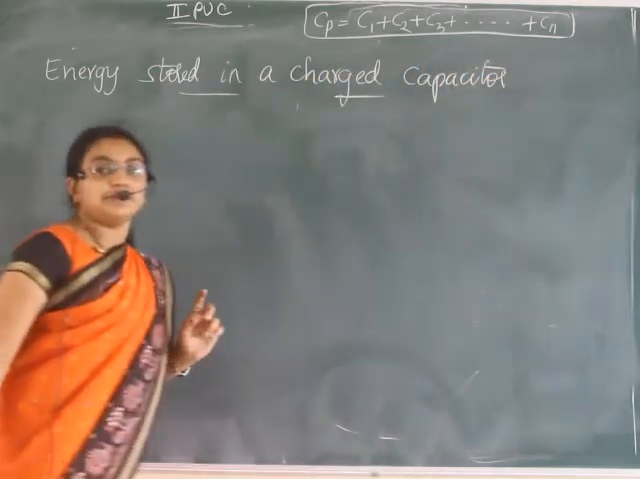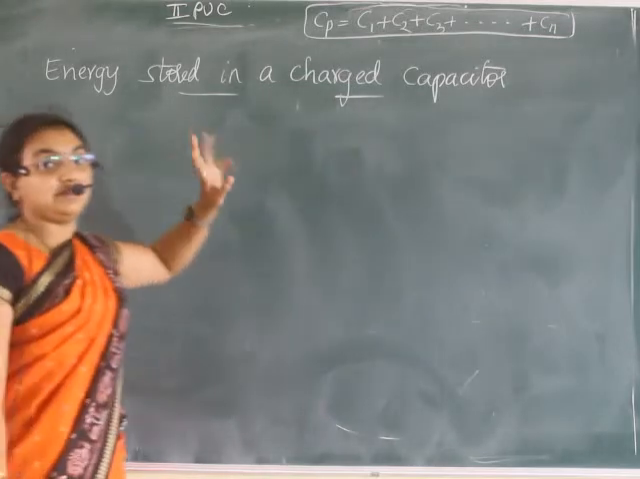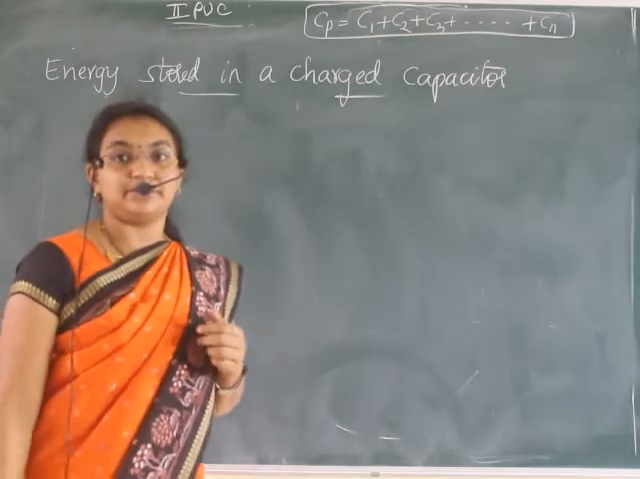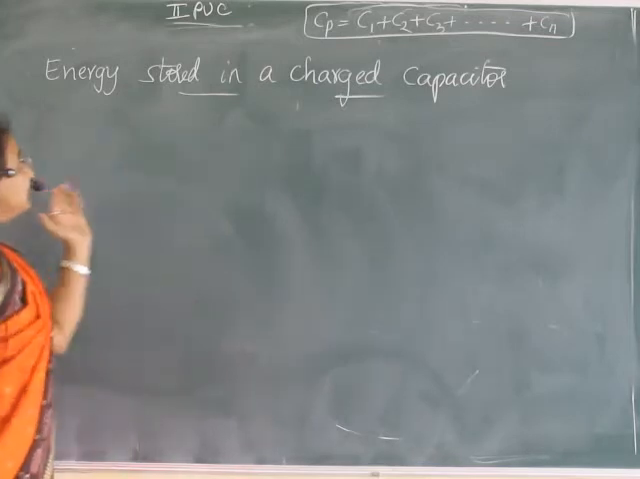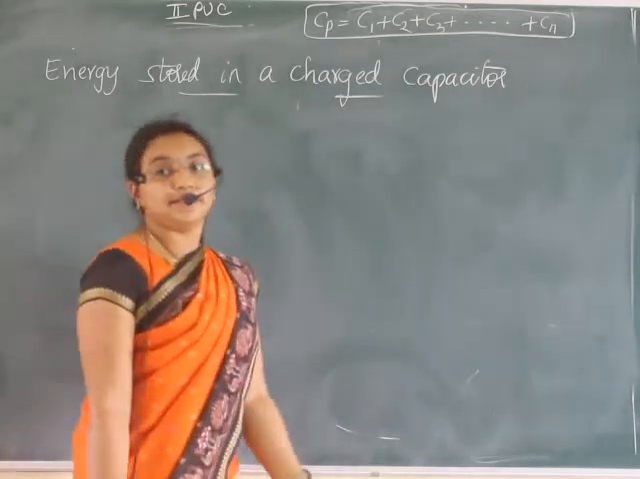This is also one of the important questions. It has come in the final exam of the 2017 and 2016 question papers for 3 marks. This is a 3 marks derivation. That is, the expression for the energy stored in a charged capacitor.